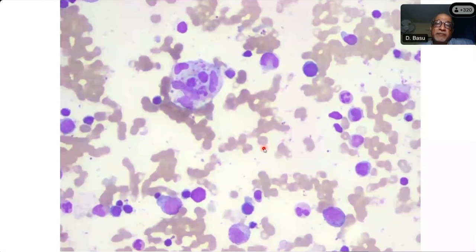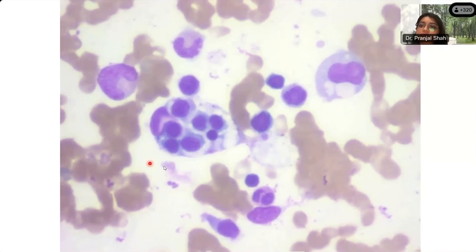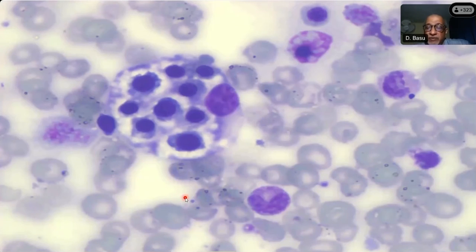What about this? Any comments? Hemophagocytosis. Right, that's a phagocytic macrophage, which you would get in hemophagocytic lymphohistiocytosis and hemophagocytic syndromes. They are intact immature cells which have been taken up. So that was about the macrophages and their disorders.